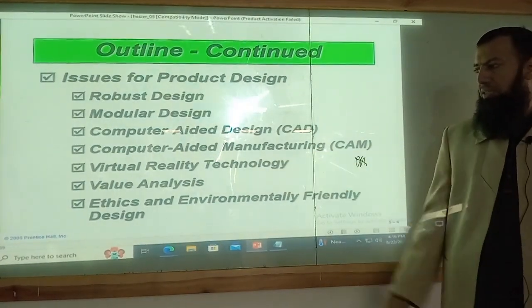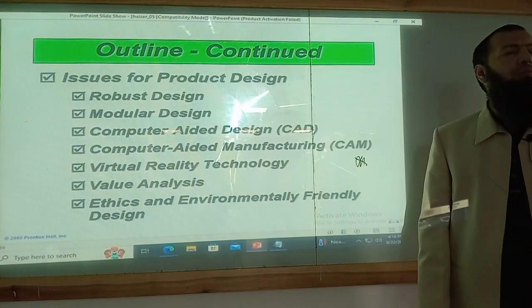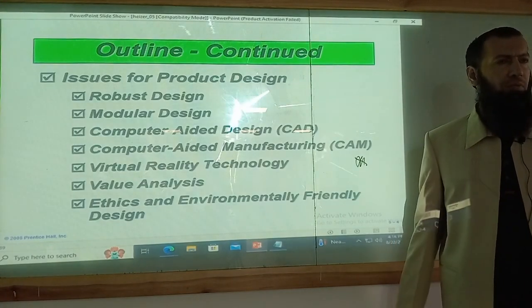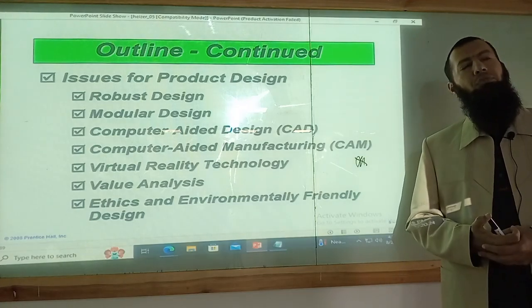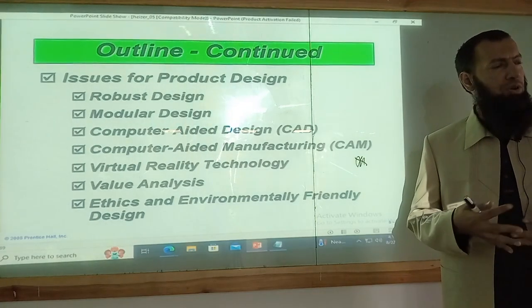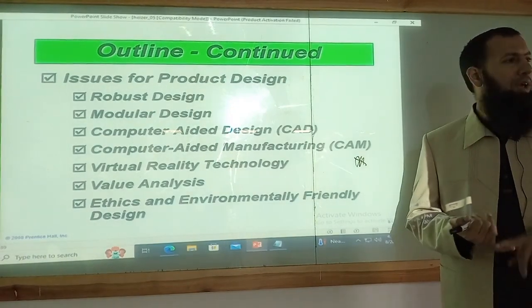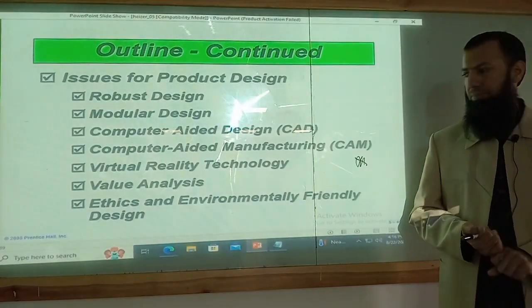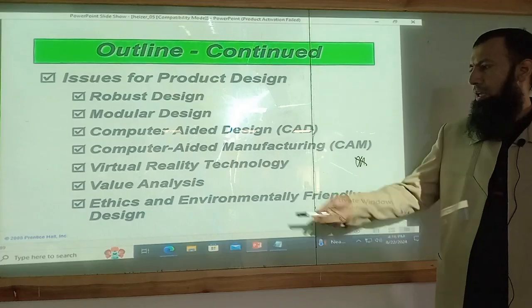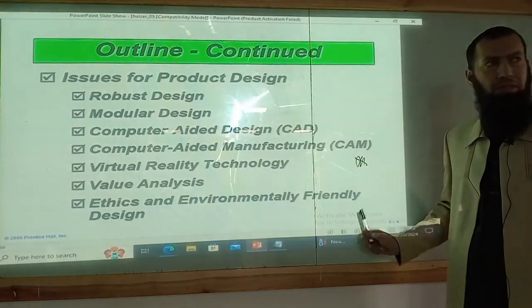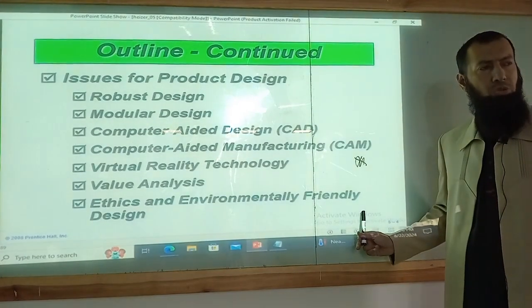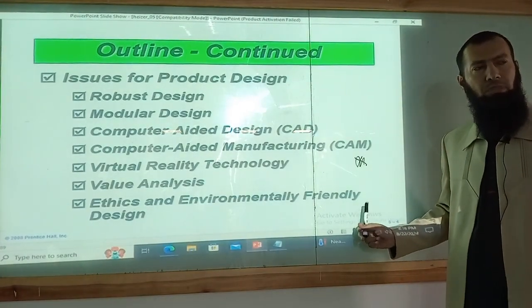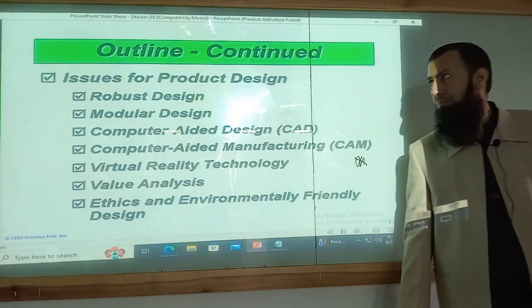Value analysis, very, very important: what value you are taking out of it, what the customer is taking out of it, and you improve the value of your product so that the customer would get more value out of his money. Value for money concept. Ethics and environmentally friendly design, this you will have to read yourself. I will not be covering that, but it is also important for a paper.